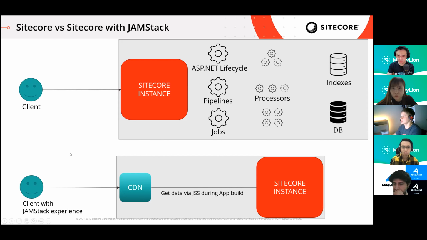So let's imagine that at the same time, we send requests from the clients to one web instance, which is Sitecore, and another with Jamstack experience. So let's send our requests at the same time. They arrive equally the same, and then the interesting things and differences happen.